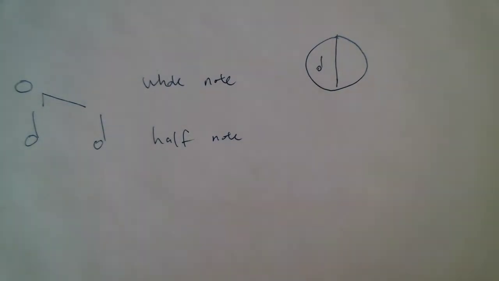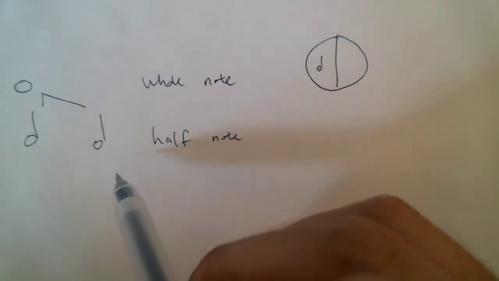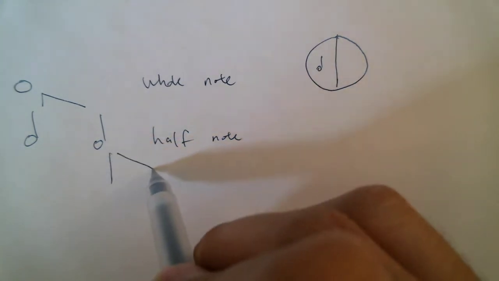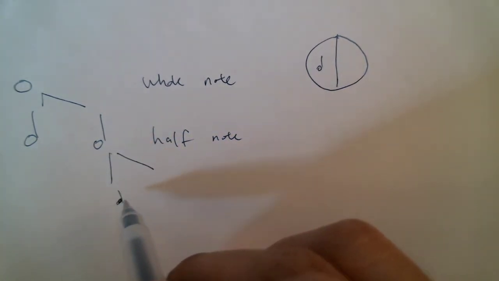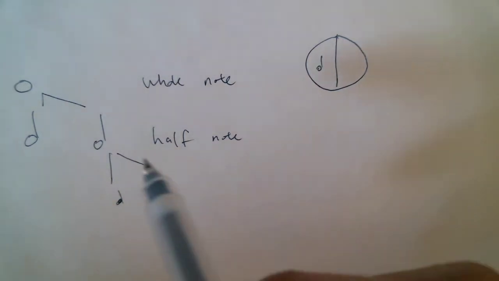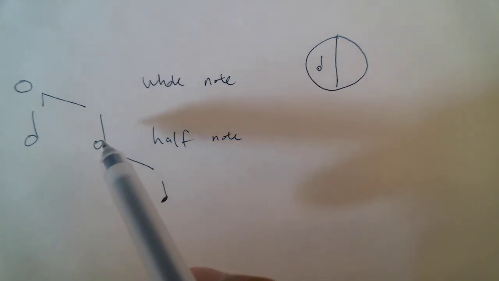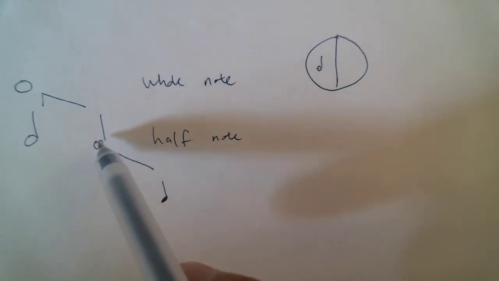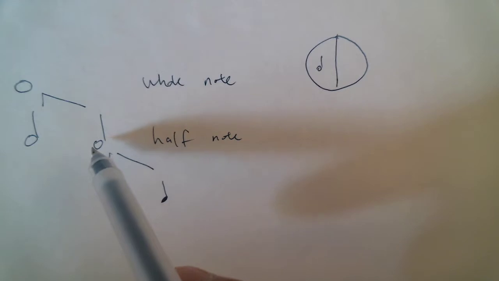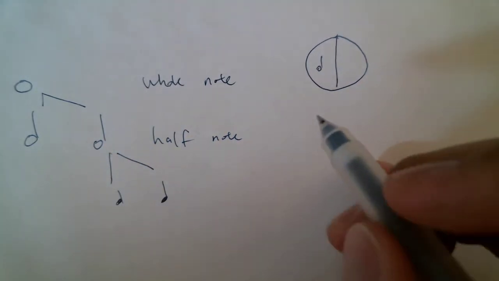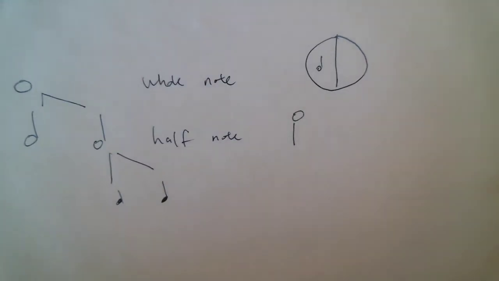Now in the same instance we can keep dividing, and divide the half note into 2 parts, and then we have a quarter note. By the way, the half note is just an open circle with a vertical line, and that's called a stem. The stems can point up or down. When it's pointing up it's going to the right, and when it's pointing down it's going to the left, but it means exactly the same thing.